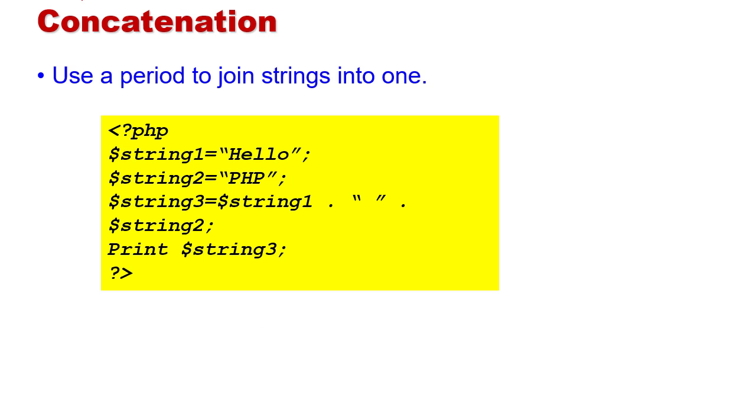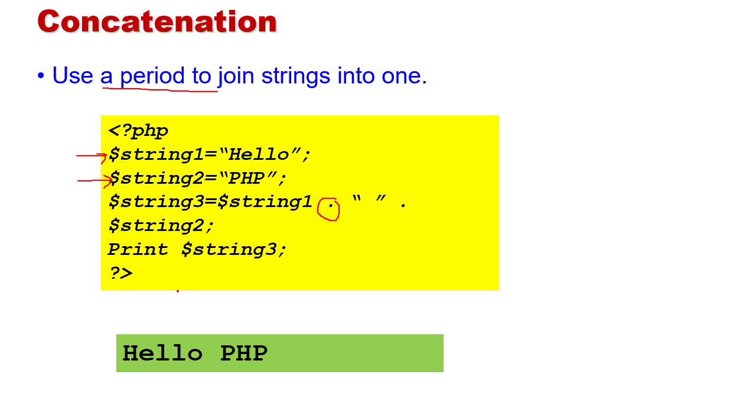Then the next operator is concatenation. In PHP you use a period to join strings into one. Suppose I have one string variable hello and a second one PHP, and if I want to combine them, I will use this dot or period symbol. Let us see what the output will be. Hello PHP will be displayed.